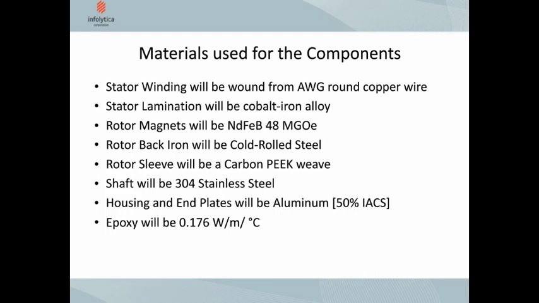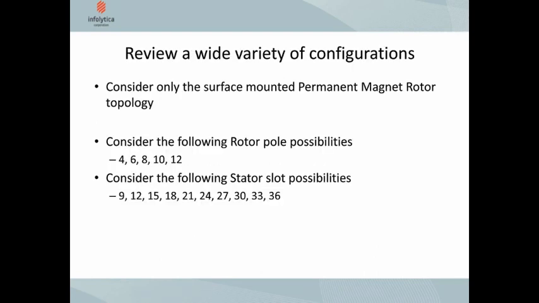Now, there are a wide range of possibilities for our topology, and we've confined ourselves in this exploration of design to the surface-mounted permanent magnet rotor topology. We've chosen to look at a series of different pole counts. We're going to go from 4 to 6 to 8 up to 12, and a variety of stator slot counts from 9 to 12 and up to 36. This gives us a total of 50 different machine combinations.